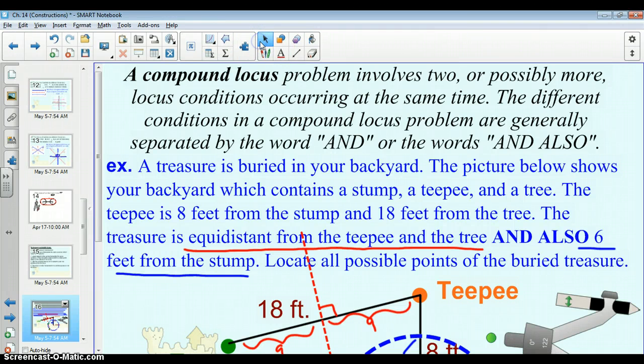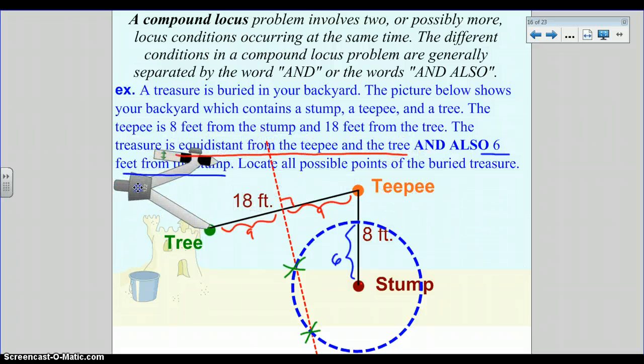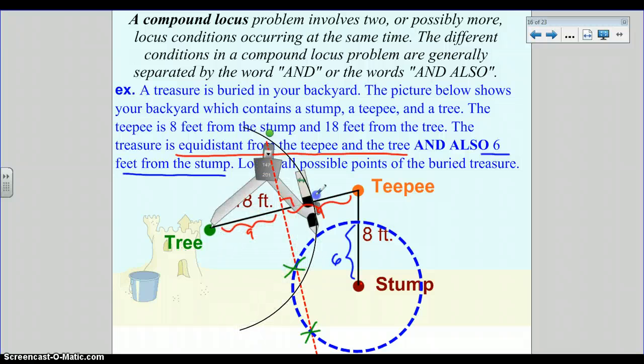So we're going to take, and I already have most of it drawn here, but we're going to go from the tree to the teepee and do the perpendicular bisector. We want to go more than 75% of the way. We're going to construct our arc here. We're going to do the same measure arc in the other direction, and you can see that this is where I got my perpendicular bisector from.